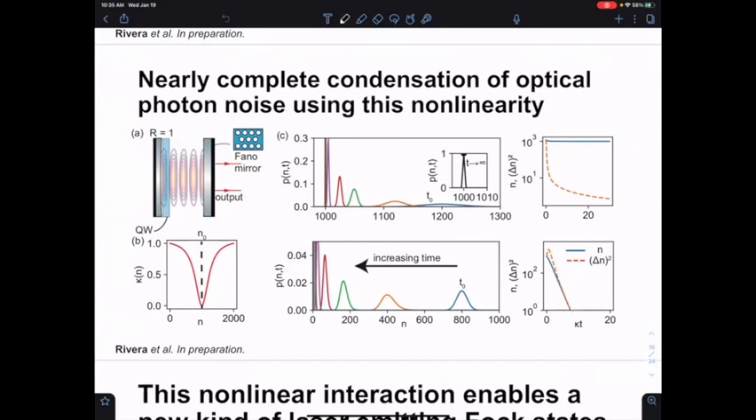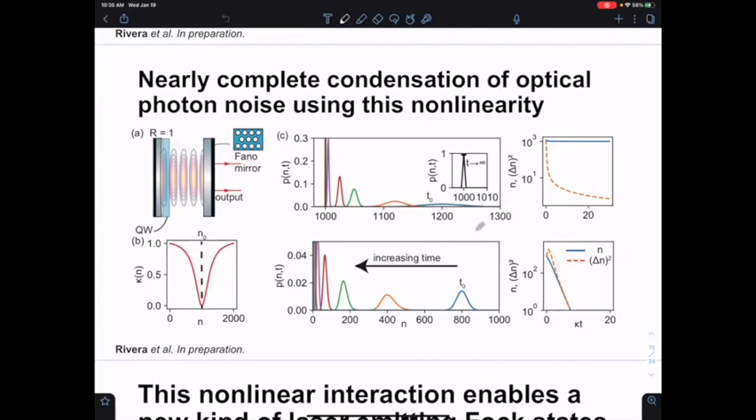This is a pretty stark contrast with what happens in the top two panels. Here I consider an initial condition where I have a Poisson distribution centered at around 1,200 photons, and then I let it go. And you're seeing that it's tightening as a function of time, and it's condensing, becoming tighter and tighter around 1,000 photons, which is n naught.